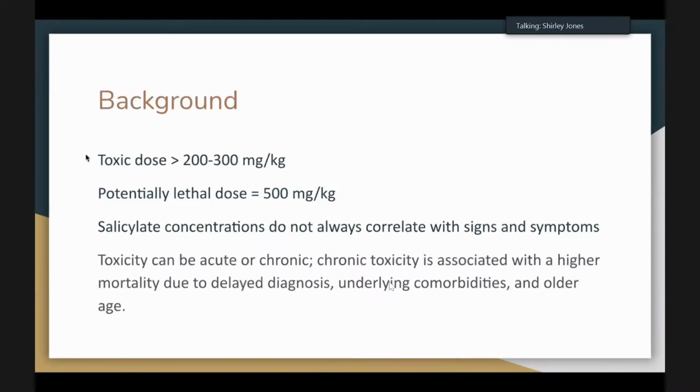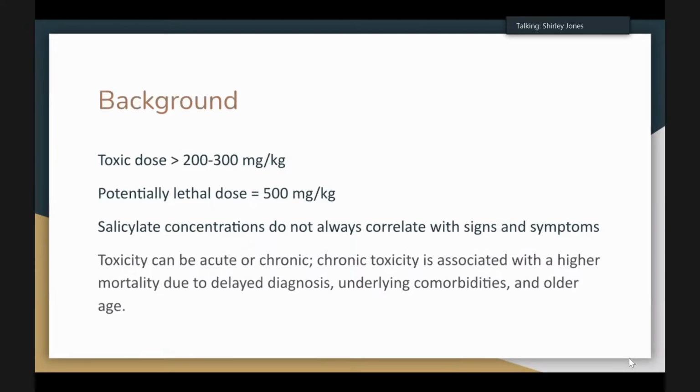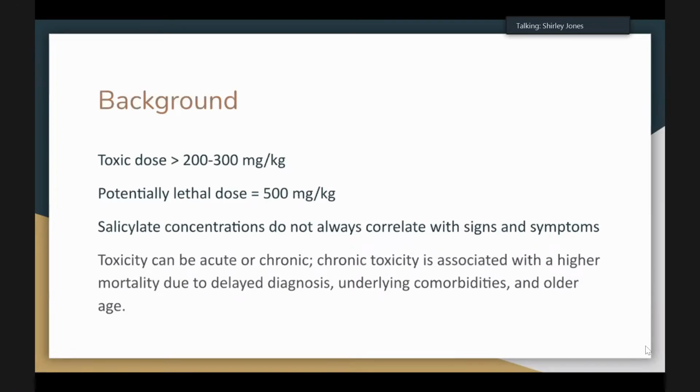So the background, so toxic dose is greater than 200 to 300 milligrams per kilogram. Potentially lethal dose is 500 milligrams per kilogram. So these are like questions that might be on an exam. Your concentration does not always correlate with signs and symptoms. And your toxicity can be acute or chronic, similar to Tylenol. The chronic toxicity is actually associated with a higher mortality due to delayed diagnosis because they have vague symptoms. They are usually older patients, and so they have more underlying comorbidities.